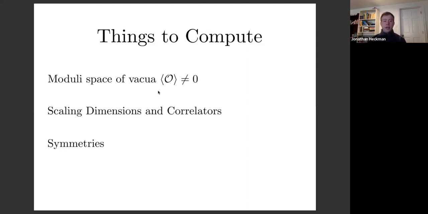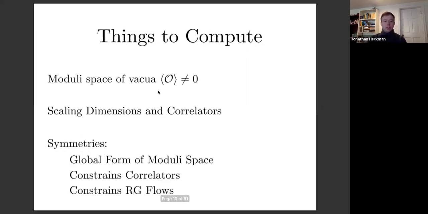And lastly, as a constraint or a way to organize our thinking about these things, we can speak about different kinds of symmetries in these systems. Not just the superconformal symmetry, that's going to be ubiquitous, but more specific symmetries that depend on the particular kind of theory we're talking about. I'm going to be focusing mainly on this one. This can constrain, for example, the global form of the moduli space.